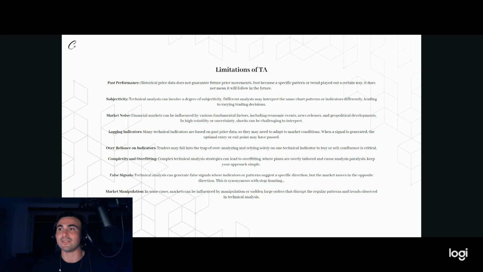Over-reliance on indicators. Traders may fall into the trap of overanalyzing and relying solely on one technical indicator to buy or sell. Confluence is critical. Complexity and overfitting. Complex technical analysis strategies can lead to overfitting, where plans are overly tailored and cause analysis paralysis because there's just simply too much on the screen. So use the KISS mantra and keep your approach simple.